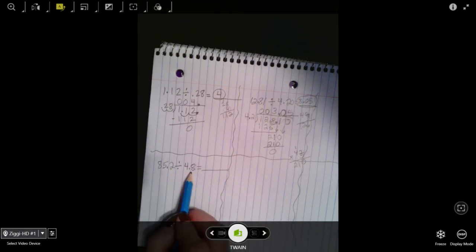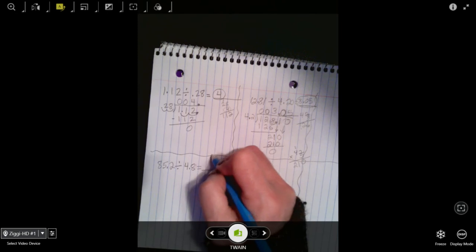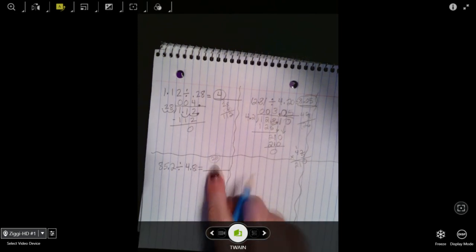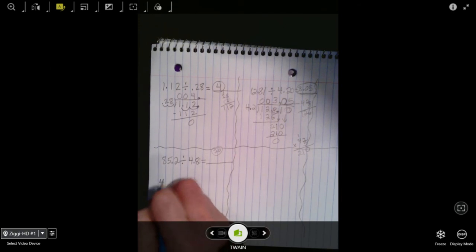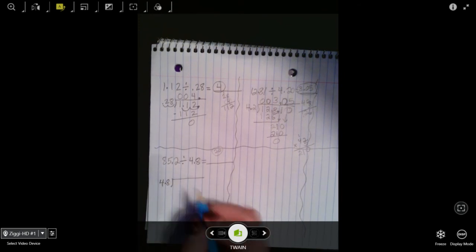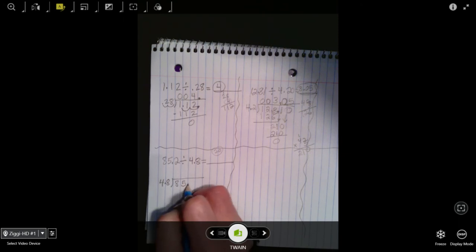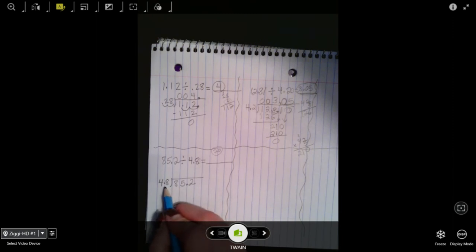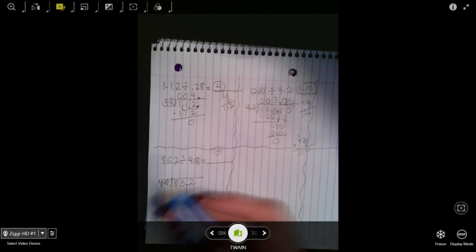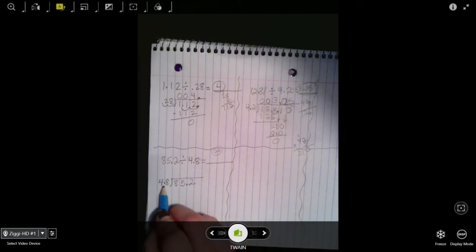So here we go. I am going to guess. I know that 10 times that would be 48. I'm going to guess about 20 would be my answer. So I'm going to write that up here. I'm going to guess about 20 before I solve this problem. All right, here we go. 4.8 goes into 85 and 2/10. Remember, I can't bring the decimal straight up because I have a decimal over here. I need to move it over one place because remember, I cannot have a decimal in the divisor. So I'm multiplying both by 10 to the first power, or just 10.